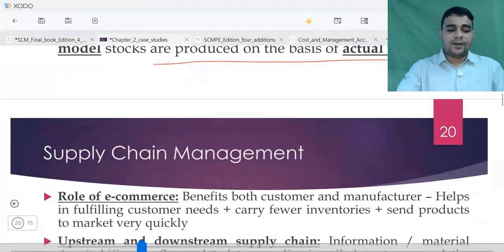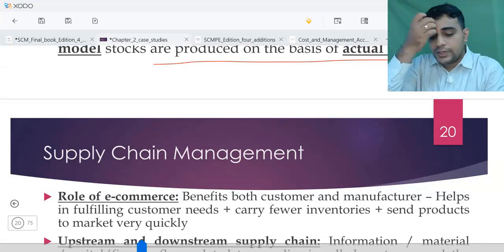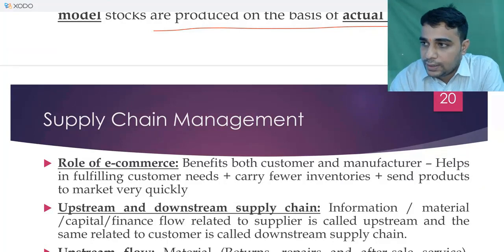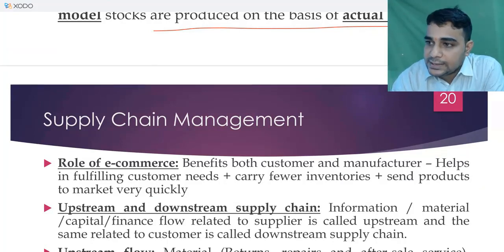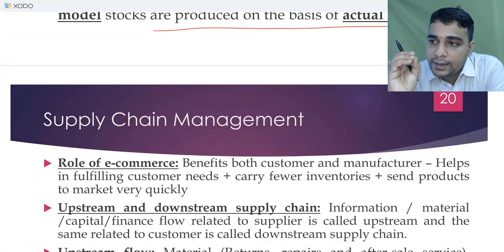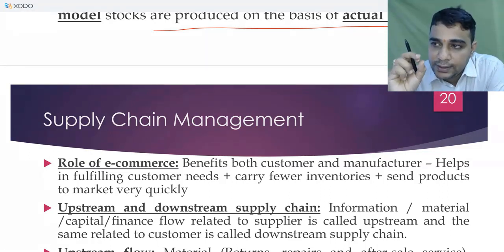And for this to succeed, there is e-commerce, which is going to help a lot. For inventory maintenance or for smooth management of supply chain, e-commerce is going to extensively help. In fact, if e-commerce was not there during COVID times, the entire supply chain would have collapsed.